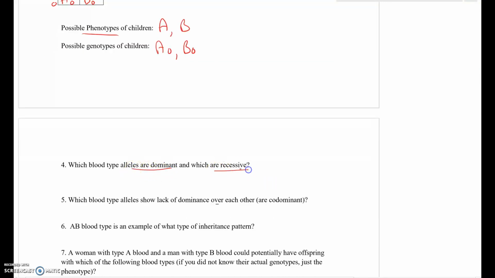Which ones are dominant and which ones are recessive? Recall A and B are both dominant alleles, and O is a recessive allele. Which blood type alleles show lack of dominance over each other, or in other words, are codominant to each other? A and B are codominant to each other. An AB blood type is therefore an example of the codominance inheritance pattern.